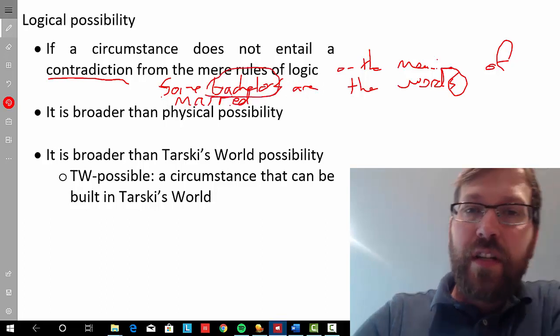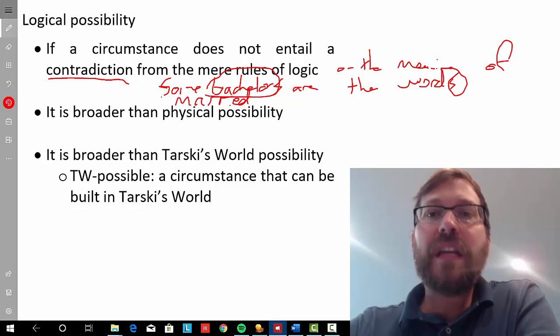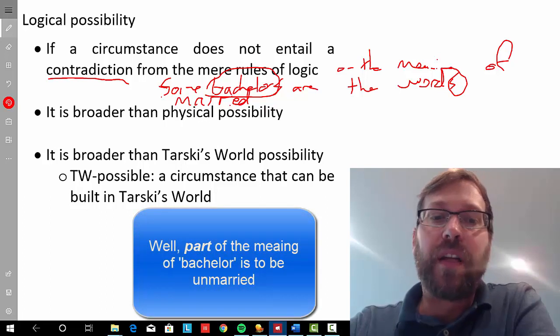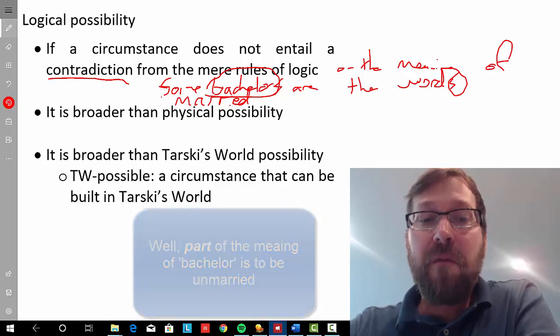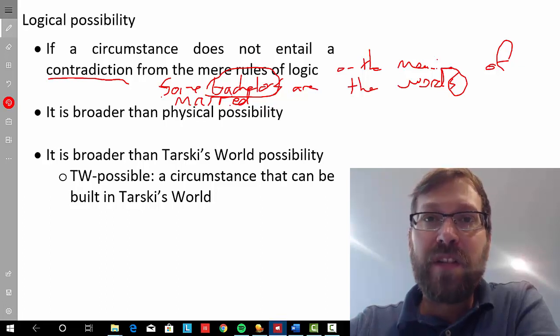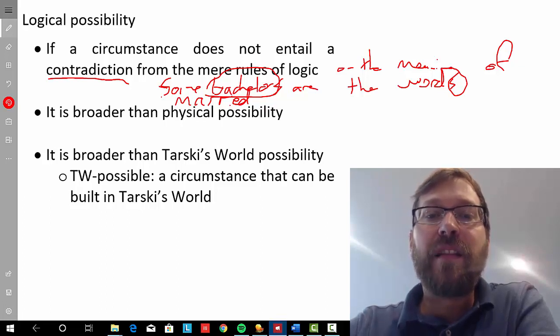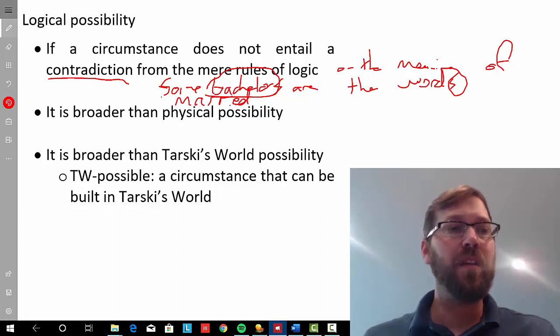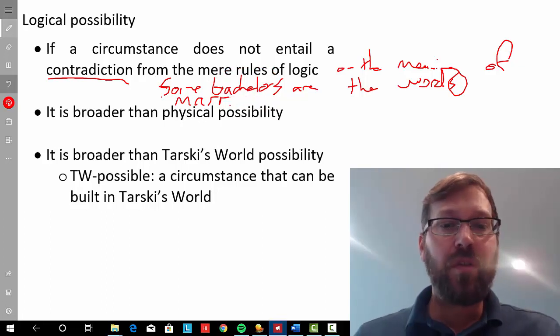So this is self-contradictory because the very meaning of bachelor is to be unmarried. So it's impossible, it must be false. It always has to be false to say that some bachelors are married, since it's saying of something that is unmarried that it's married. So that would be one example.